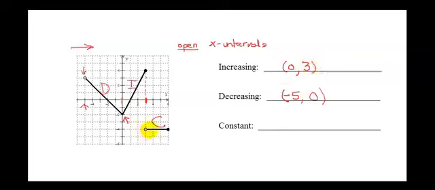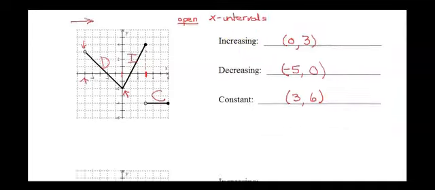And finally, it is constant in this region right here. So it starts being constant when x equals 3. It stops here when x equals 6. So it is constant for x values from 3 to 6. Notice they're always x intervals and they're open x intervals.